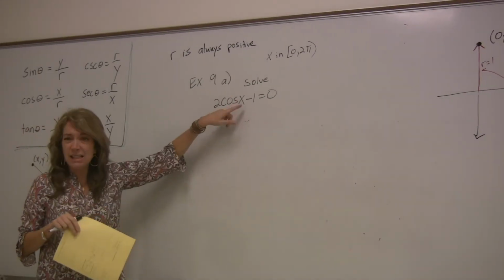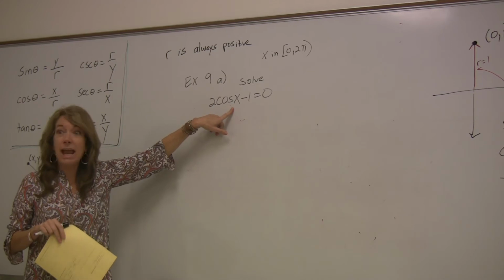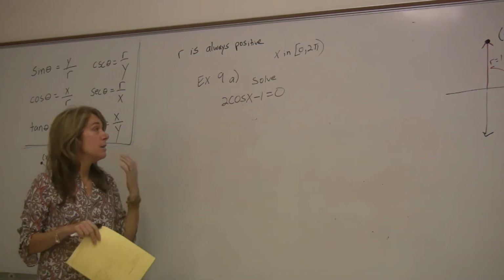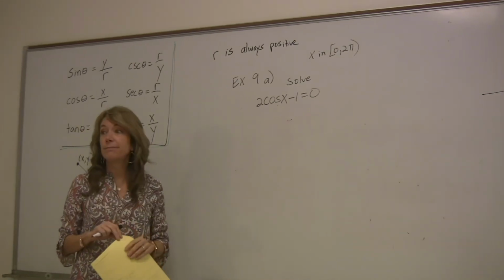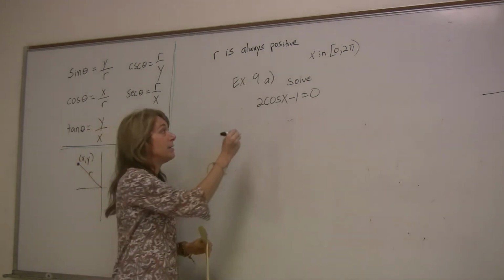Because x is inside this cosine function, x is an angle. It's really asking me what angle makes this true. So, what do you think I should do? Get a cosine by itself. Get the trig function by itself.